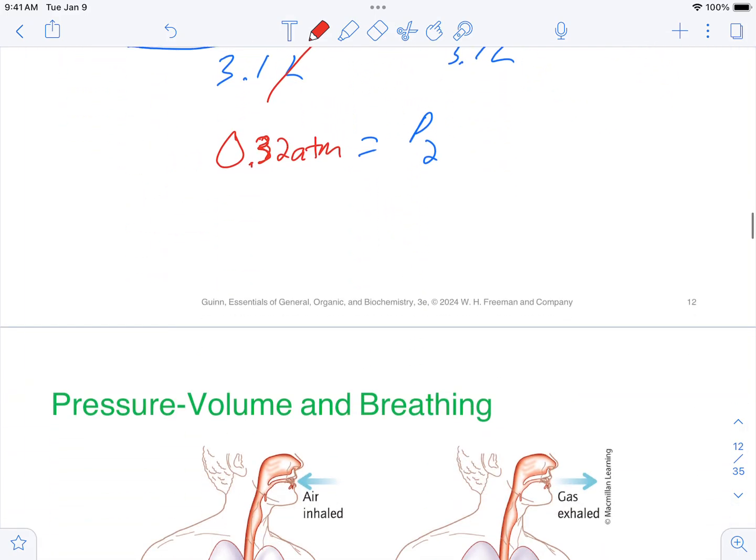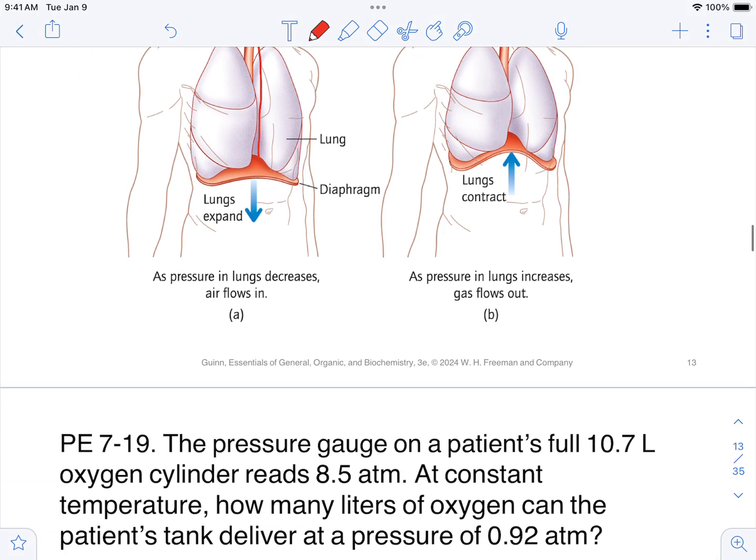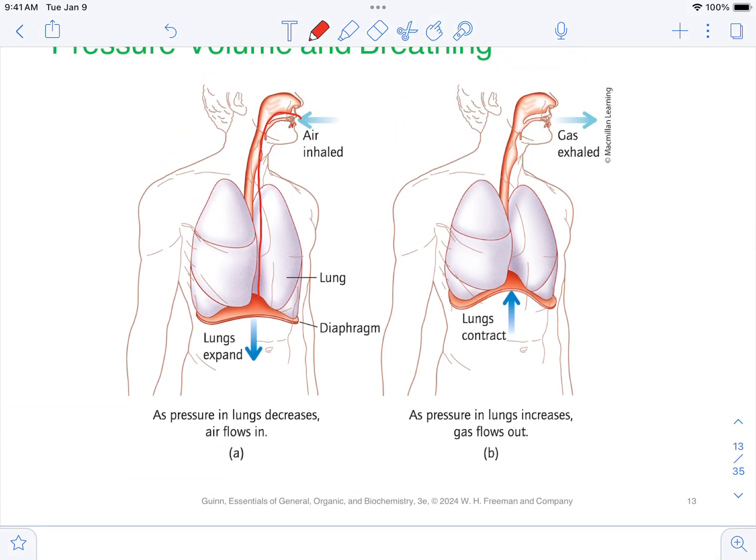Here you can see the human body with the lungs expanding and contracting. When the air is inhaled, coming through here, your lungs are getting bigger. And then when you're exhaling here, they're contracting.